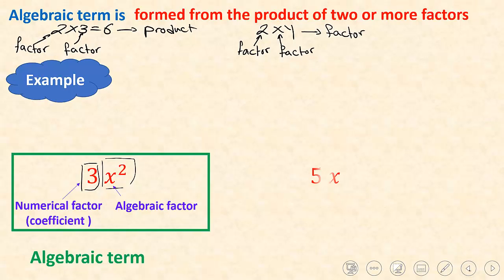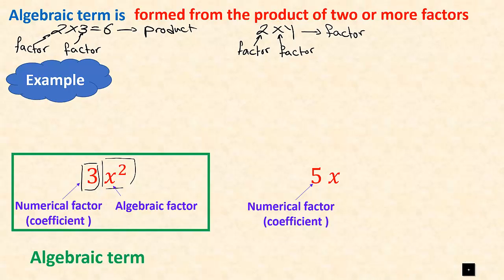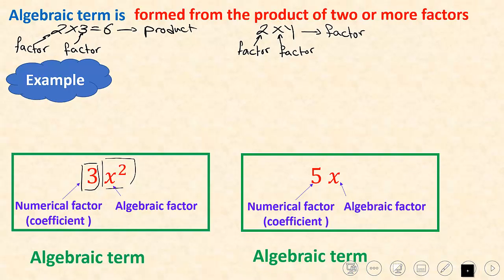What about, for example, if I say 5x? 5x means 5 times x, right? It contains two factors, 5 and x. 5, we said, is called the coefficient or the numerical factor. And x is a variable, right? So when I have a factor as a variable or unknown, this is called an algebraic factor. And 5x together is called an algebraic term. Let's have another example.